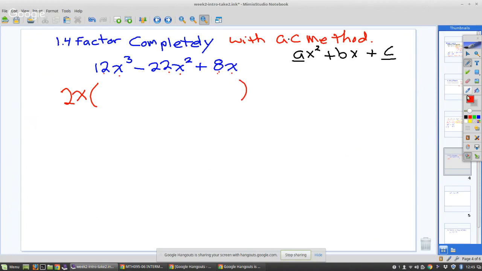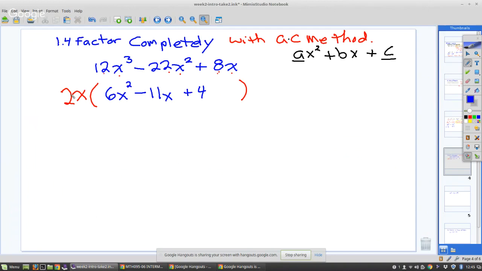And then I look at what's left behind if I remove a 2x from each of these. If I do that, 2 goes into 12, leaving a 6. X goes into x cubed, leaving x squared. Minus 2 goes into 22 11 times. X goes into x squared, leaving an x. 2 goes into 8 4 times. X divided by x is 1. 1 times 4 is 4, so that's the factored form.